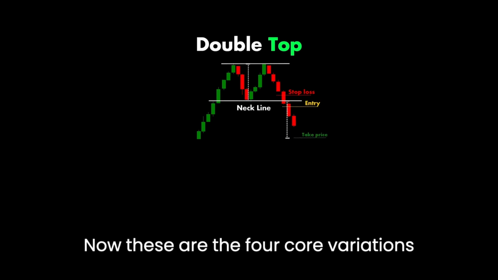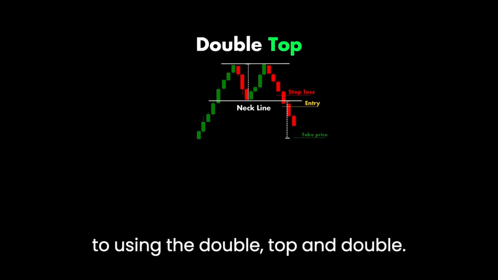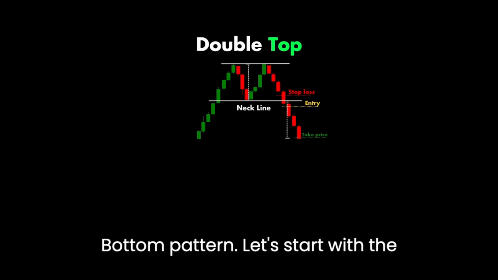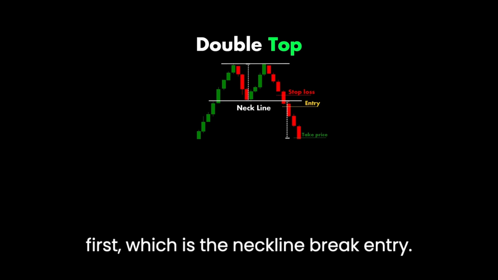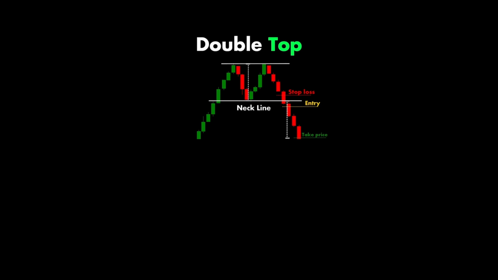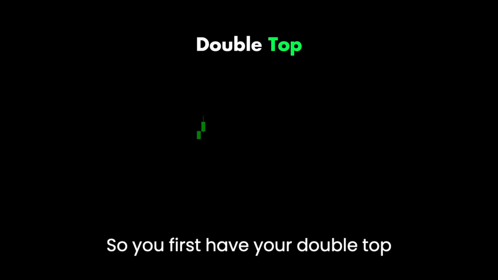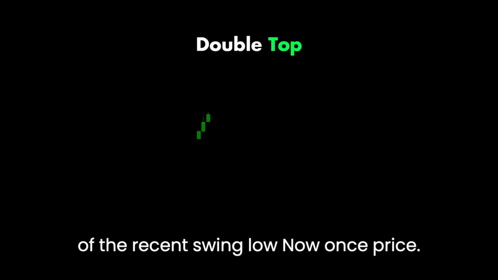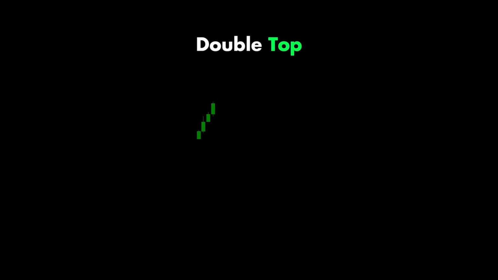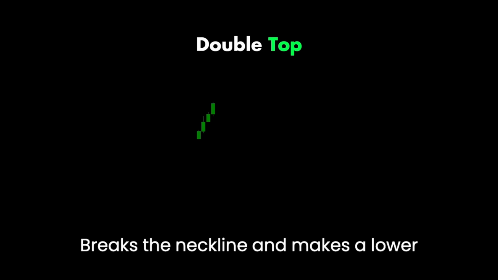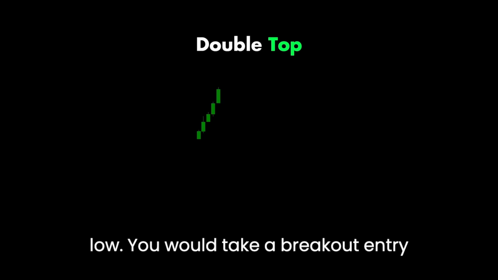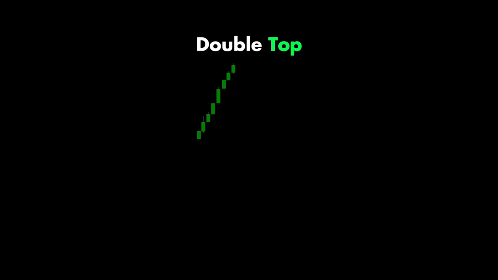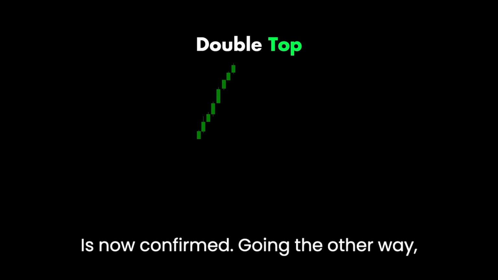Now these are the 4 core variations to using the double top and double bottom pattern. Let's start with the first, which is the neckline break entry. So you first have your double top pattern that forms a neckline here because of the recent swing low. Now once price breaks the neckline and makes a lower low, you would take a breakout entry short, as the reversal and trend change is now confirmed going the other way.